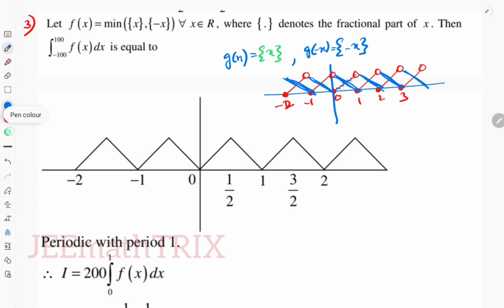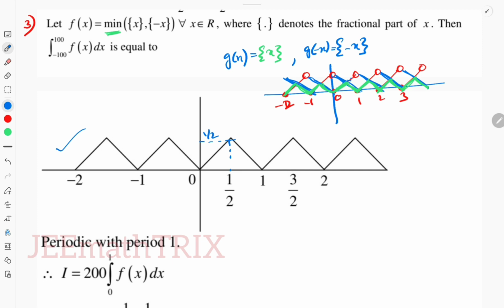Now if you try to find the minimum of this expression, when two curves are there, minimum means whichever is the lower part. So if you observe, the minimum is from 0 to half, half to 1, 1 to 3 by 2, 3 by 2 to 2. The green colored part I'm shading is the minimum value of this function. So the original function will look like this, and this maximum value is also half.